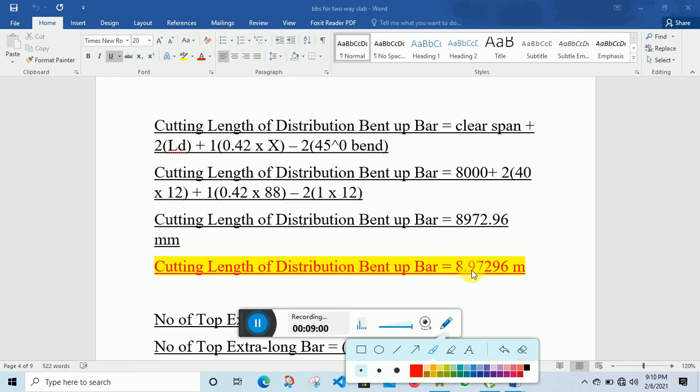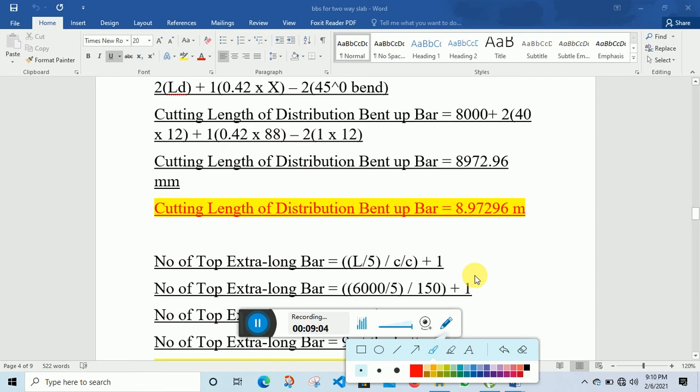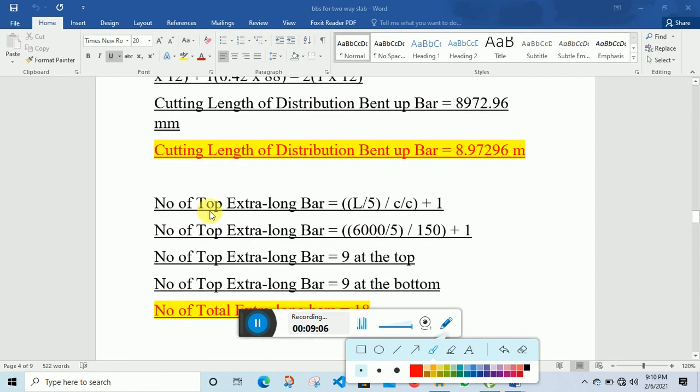So this is the value of cutting length of distribution bar in meter. Now the number of top extra long bar is given to us. You take the top extra bar as L divided by 5, so I take the length divided by center to center plus 1. So this is the top extra bar.